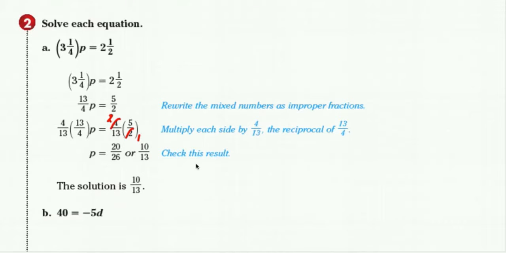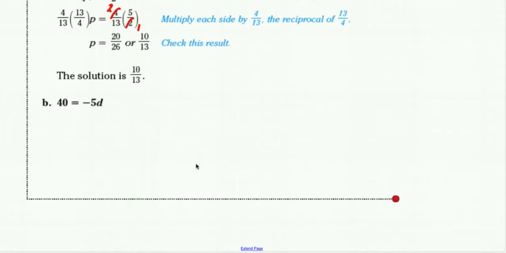Okay, let's take a look at example 2b. You have 40 equals negative 5d. Again, copy the problem. 40 equals negative 5d. Okay, d is on the right side of our equation. That means we need to isolate d on this side of the equation, which means we need to undo negative 5. And negative 5d is a multiplication operation, and in order to undo multiplication, we need to divide.